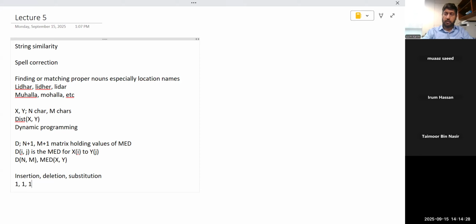So that's one option. Another option is 1 plus 1, और ये 2 है, substitution की cost 2 है. इस particular variation को oftentimes हम Levenshtein distance भी कहते हैं.